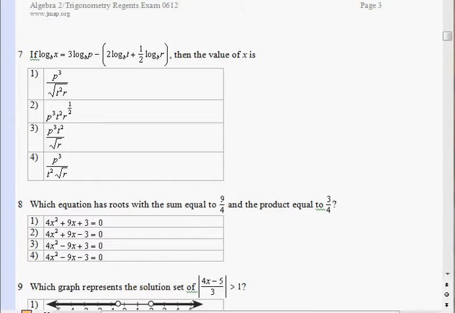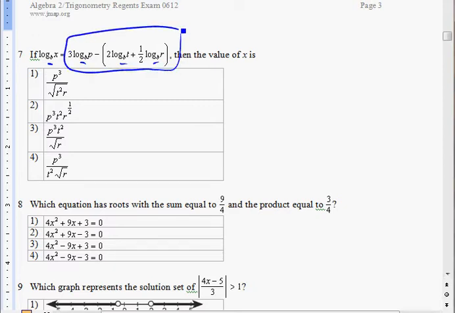Here we have question 7. It's a logarithm question, and it's converting from log back to exponential form. In order to do that, we've got to make sure the base is the same. In this case, they all have b, b, b, b. That's good. And we are converting this over here into exponential form.